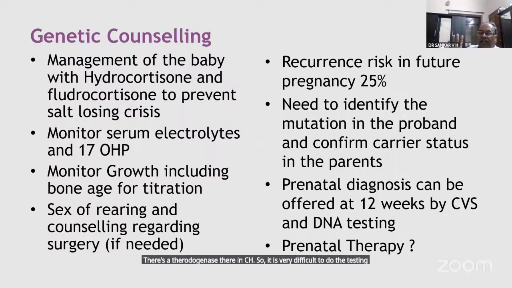A lot of difficulties are there. So make sure that you identify the genetic mutation. Then if you identify it, prenatal diagnosis can be offered at 12 weeks by DNA testing to say whether the baby is affected or not, just like thalassemia and SMA, which we have told.